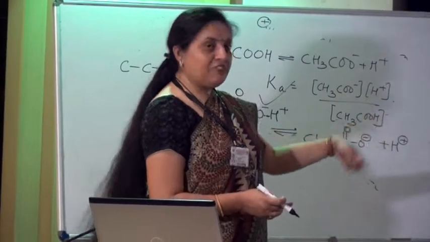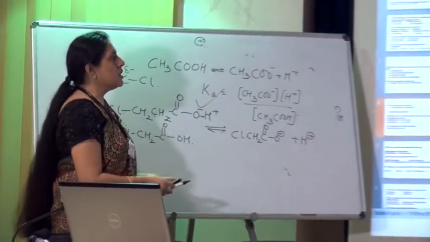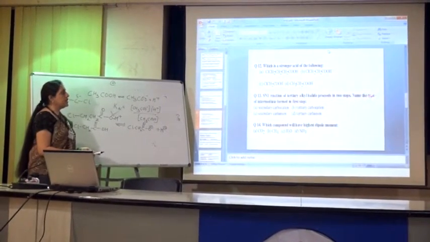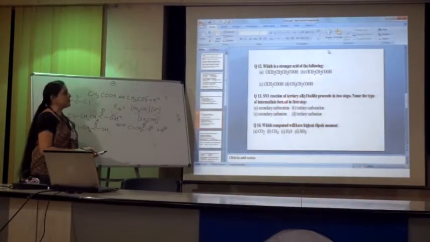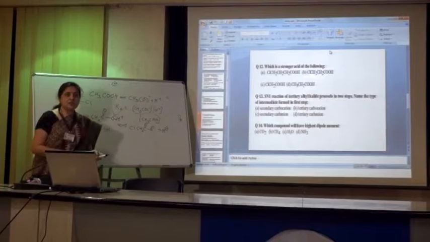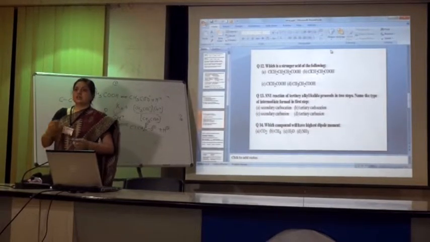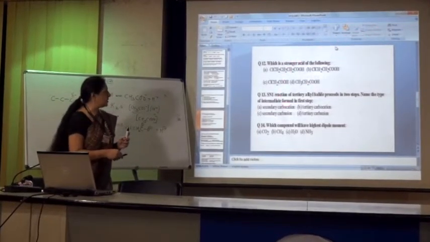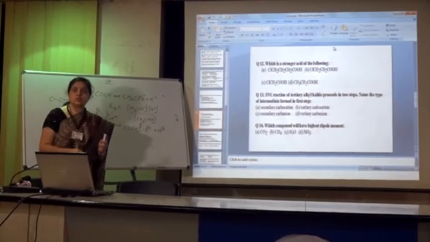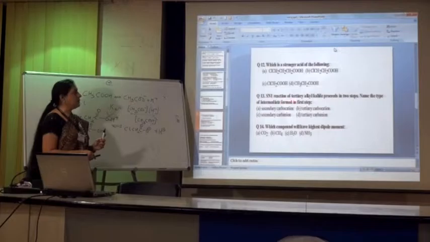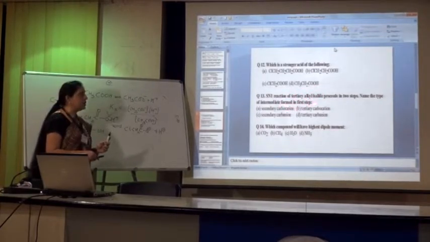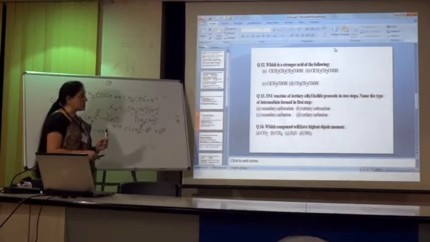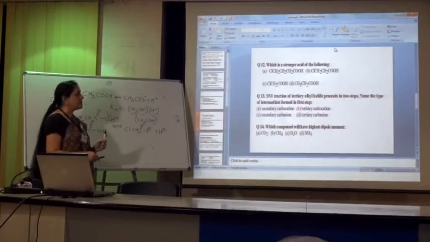Okay, let me finish with this. Now, the SN1 reaction of a tertiary alkyl halide proceeds in two steps. Name the type of intermediate formed in the first step. I think this is a simpler one. Before we go into it, let me again revise SN1 and SN2. SN1 was a two-step reaction, and SN2 is one step. The rate of reaction depends on the first step, the rate-determining step. So what is the intermediate formed in this case?